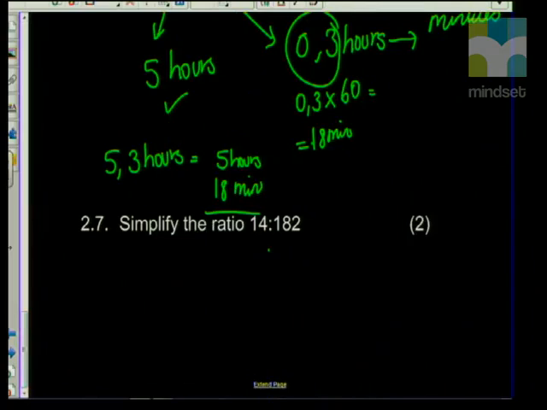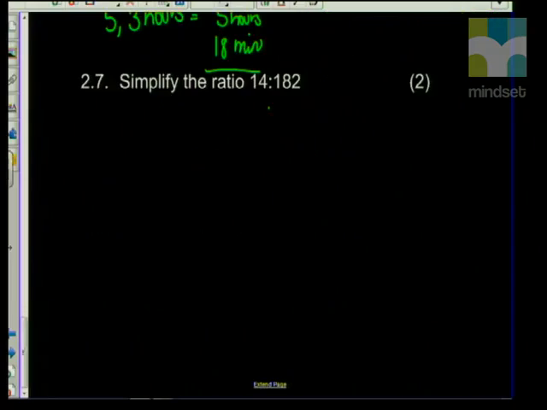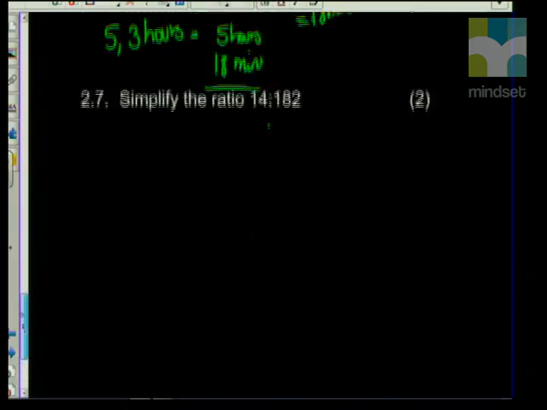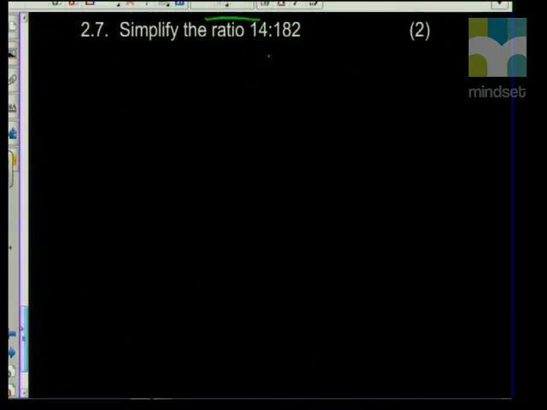Right, let's have a look at the last question for question 2.7. Let's go down a bit so that we can actually see this clearly. Right, we need to simplify the ratio of 14 to 182. Always start by writing down your ratio. And the idea is to make this as small as possible.